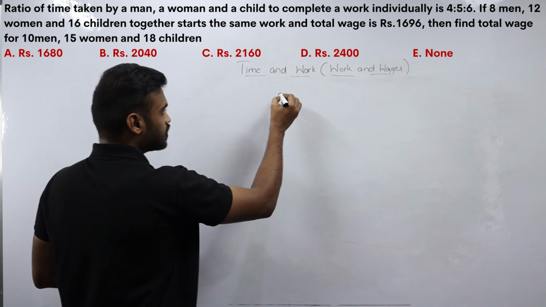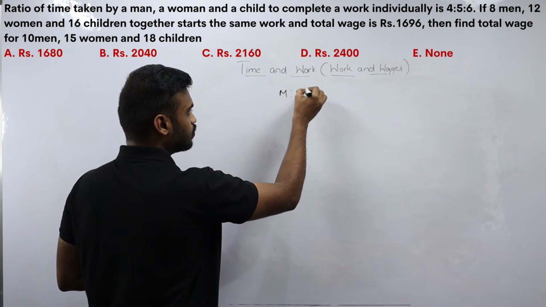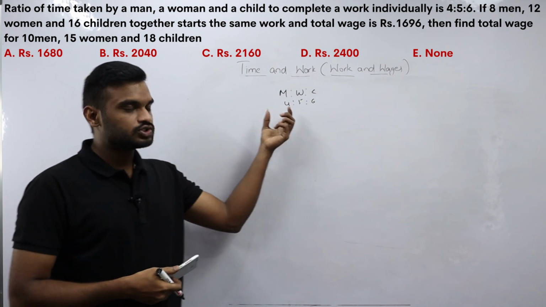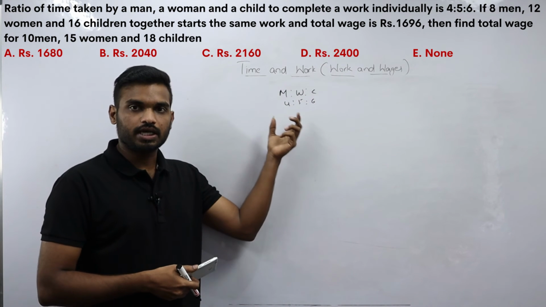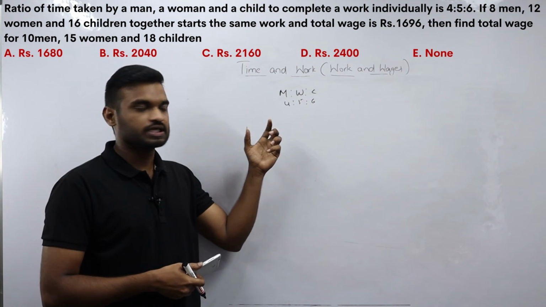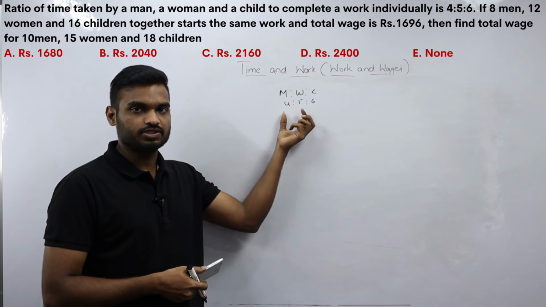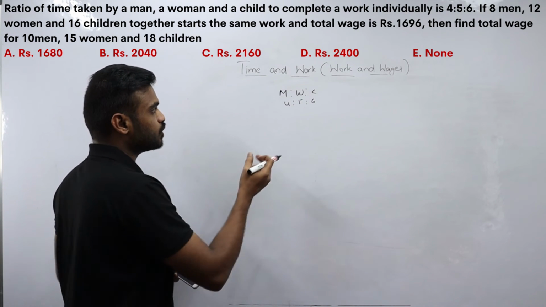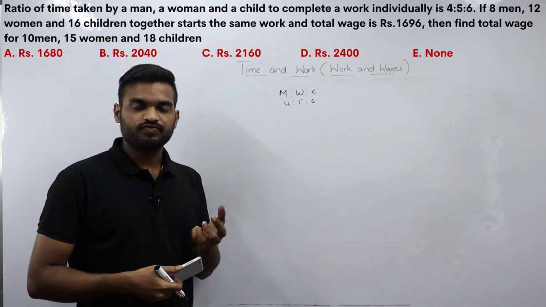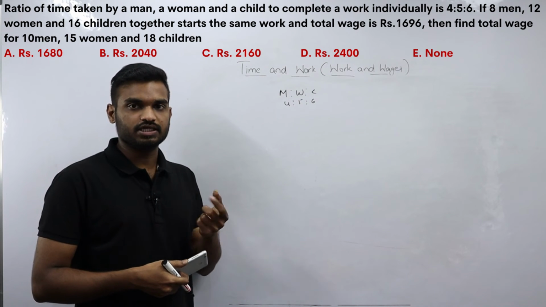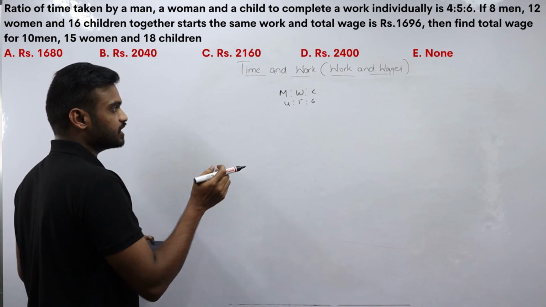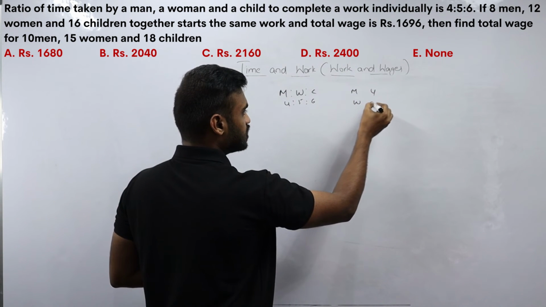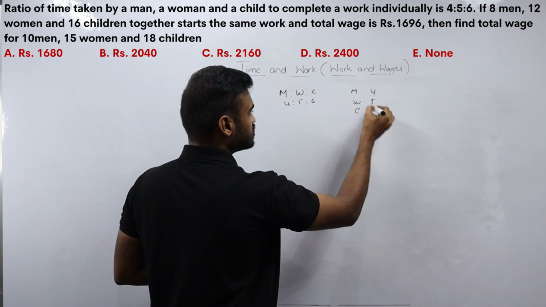They have given that the ratio of time taken by men, women and child to complete the work is 4:5:6. So this is the ratio of total time taken by men, women and children, but not the efficiency ratio. Please read the question carefully. We need to find the wage for 10 men, 15 women and 18 children. To find the wage, first I need to know the efficiency of the men, women and children. This can be written as: men can complete the work in 4 days, women in 5 days, and a child in 6 days.